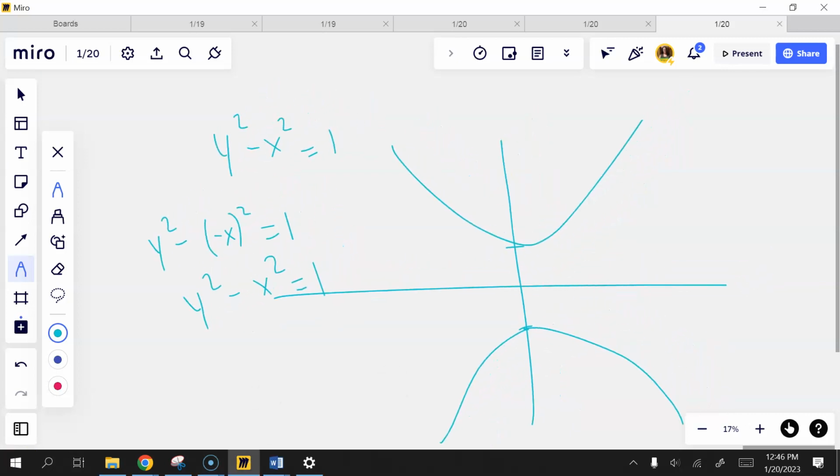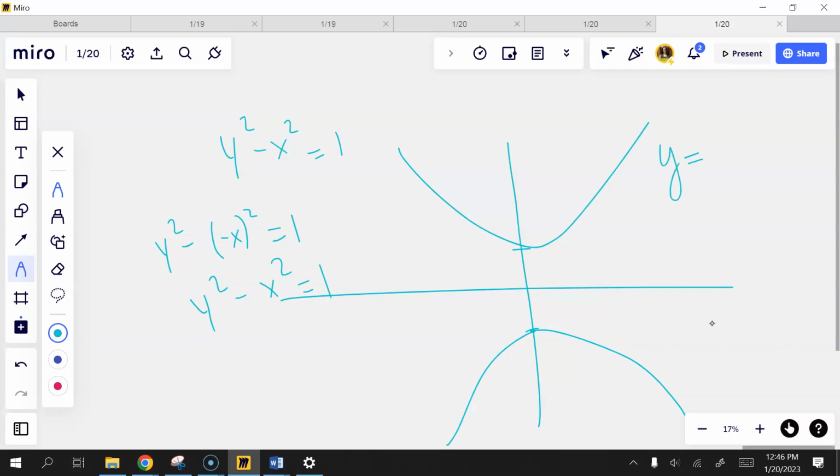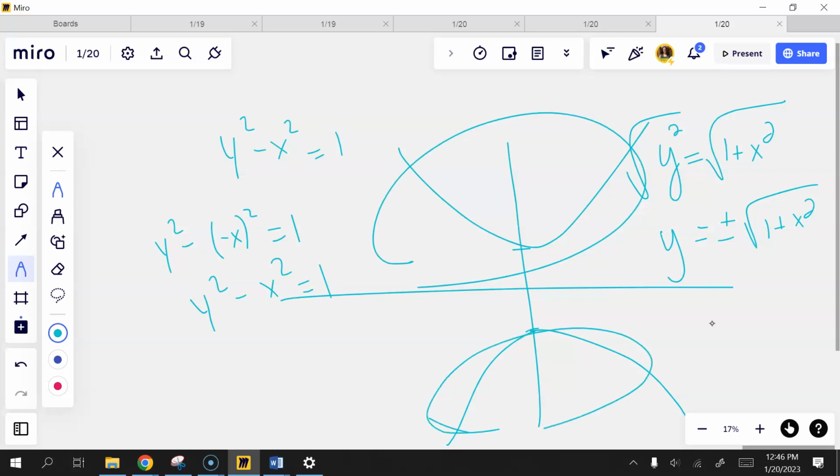Remember we skipped implicit, explicit, but if I made this in terms of x, I solved it, so I get y squared equals 1 plus x squared. What happens is I square root, so this is plus or minus the square root of 1 plus x squared. That's why I have two different pieces here. Here's the positive piece, here's the negative piece.